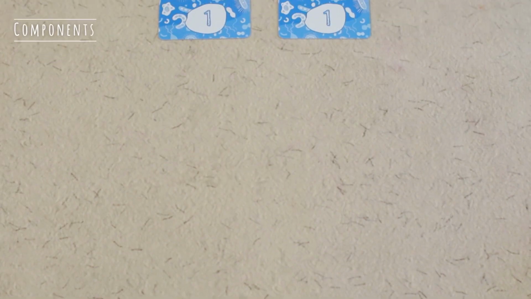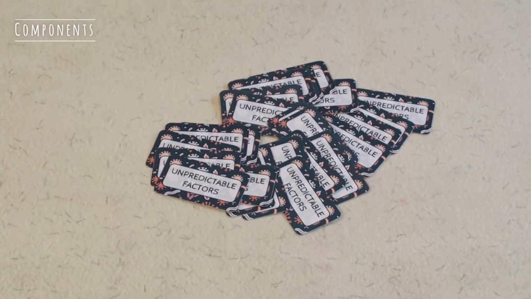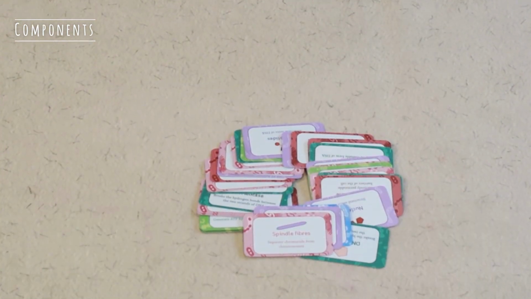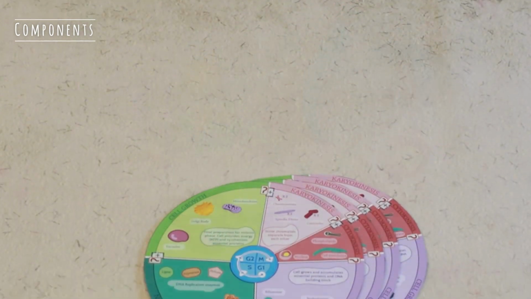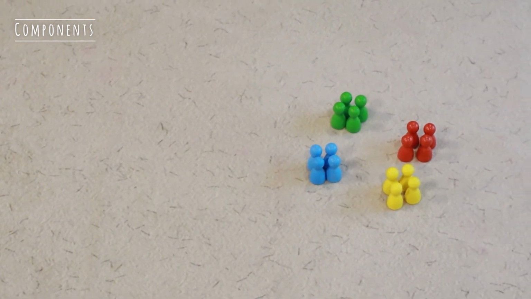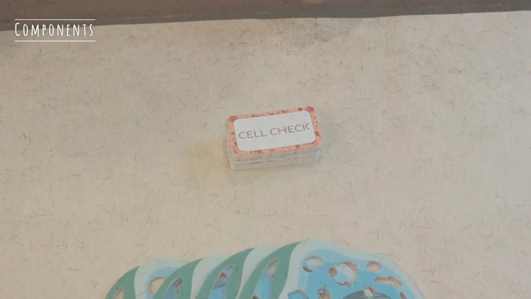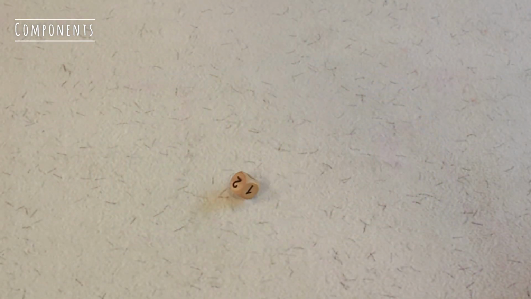Inside the game box, you'll find the following components. 12 of these numbered row and column cards, this deck of unpredictable factors cards, 36 of these cell tiles, 16 different types of these organelle banks, 4 of these cell trackers, the colored tokens which will also be your resource meeples, a deck of cell check cards, 4 of these cell cutouts and 1 die.